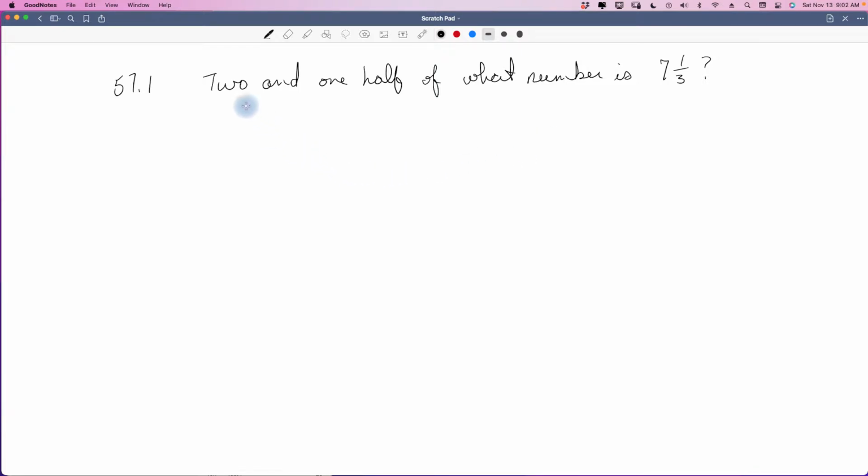So our first word problem is 57.1, and it says 2 and 1/2, I lost my place, of what number is 7 1/3? Now, I don't know why it wrote this one out and then put that in a number format. Who knows? This book sometimes does weird stuff. So what we have to do is recognize what this is. This is a problem, and we're going to have to put it in our format.